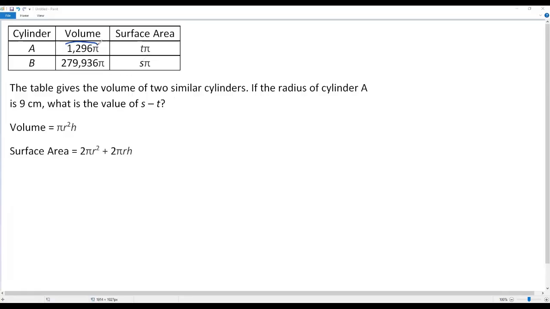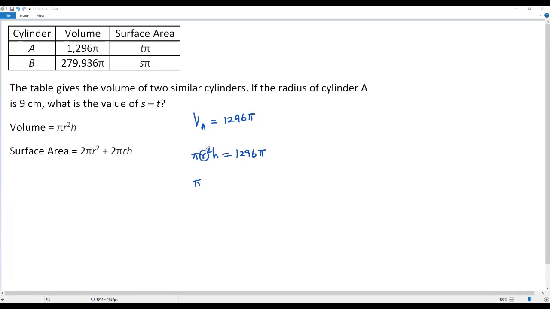For cylinder A, we have the volume, that is 1296 pi, and also the radius, that is 9 centimeters. Using the volume and radius, we'll be able to get the height of the cylinder. Once we get the height, we can use a formula given over here to get the surface area of cylinder A. Okay, now let me consider the volume of cylinder A, that is, volume of cylinder A equals 1296 pi. And we have the formula for the volume of the cylinder, that is pi r square h equals 1296 pi. Here this r represents the radius of the cylinder, that is 9.